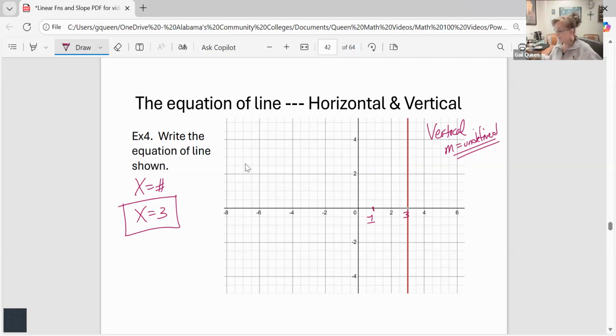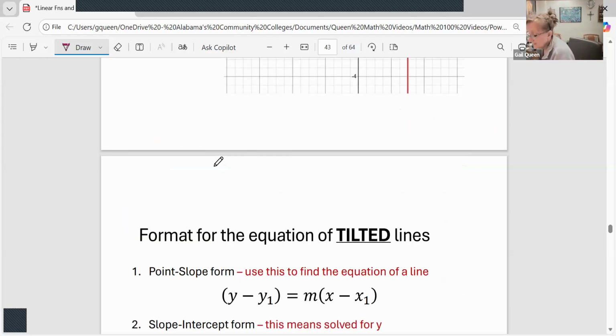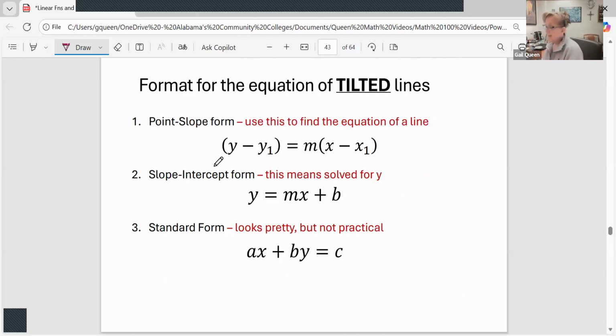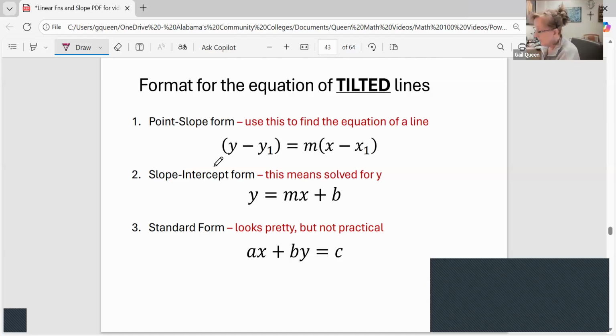Vertical and horizontal, if they ask you to graph a vertical or horizontal line, very, very easy. If they ask you to write the equation of a vertical or horizontal line, also very, very easy. Now, more challenging, still not too hard, but more challenging, is what about the tilted lines? If I have to write the equation for a tilted line, I know my equation will have both an x and a y in the equation.